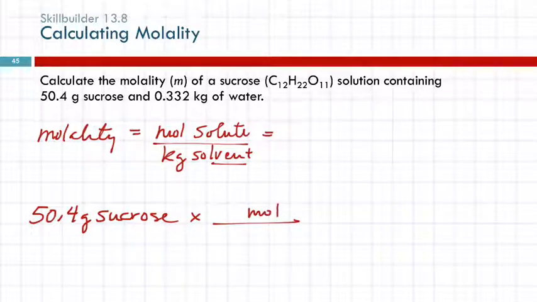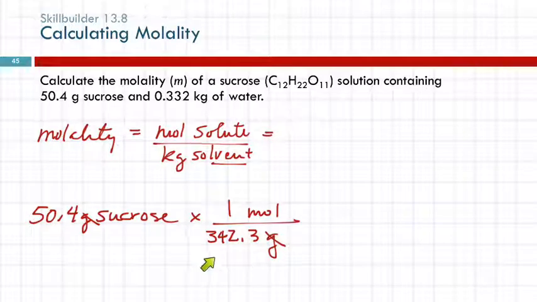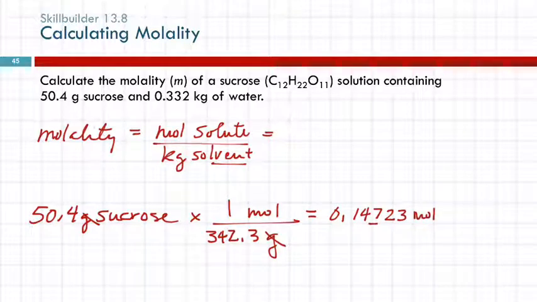So we need moles of sucrose from grams. 1 mole is 342.3 grams. I got this number from a previous calculation. You just take the formula and calculate the molar mass. So 50.4 divided by 342.3 to get the moles, 0.14723 moles of sucrose.